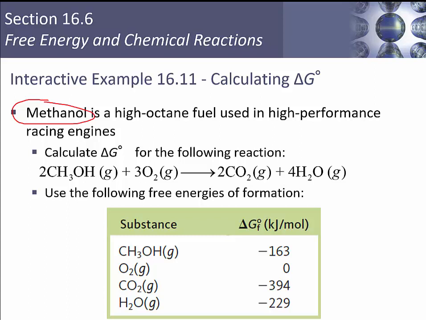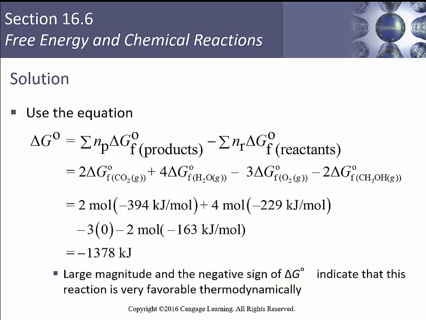We're going to use the following free energies of formation. The CH3OH, or methanol, is minus 163. Our oxygen is 0. Remember, just like with standard enthalpies of formation, any element in its natural state is going to be 0. Our CO2 is minus 394, and our water is minus 229. We're just going to do the sum of the products minus the sum of the reactants.